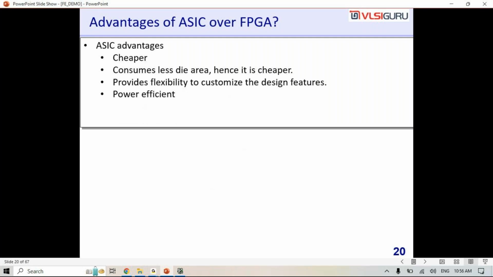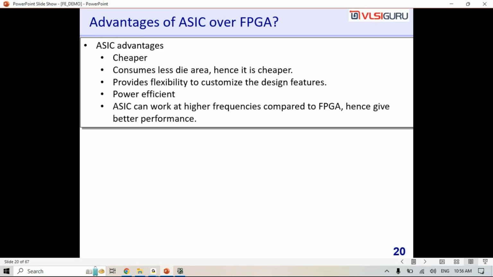Power efficient. ASIC can work at higher frequencies compared to FPGA, hence gives better performance. For example, a container house is there. Just an example. Can I keep a 4,000 liter tank on top of that? It will collapse because of that weight. So there will be some limitations on how much you can use that container house. Whereas in ASIC, since you are developing from scratch specific to your requirement, it can customize, it can even work at higher frequencies compared to FPGA. Hence gives a better performance.